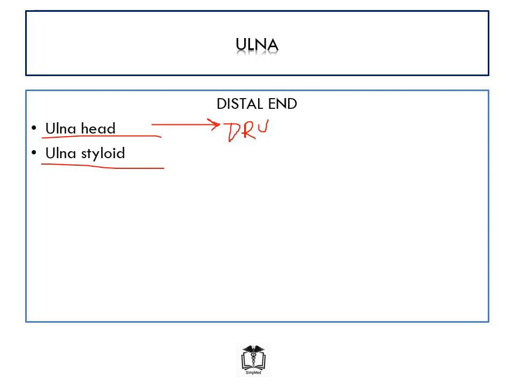Although the styloid process of the ulna is not necessarily related to the ulnar artery or nerve, as compared to the radial styloid process, which is related to the radial artery.